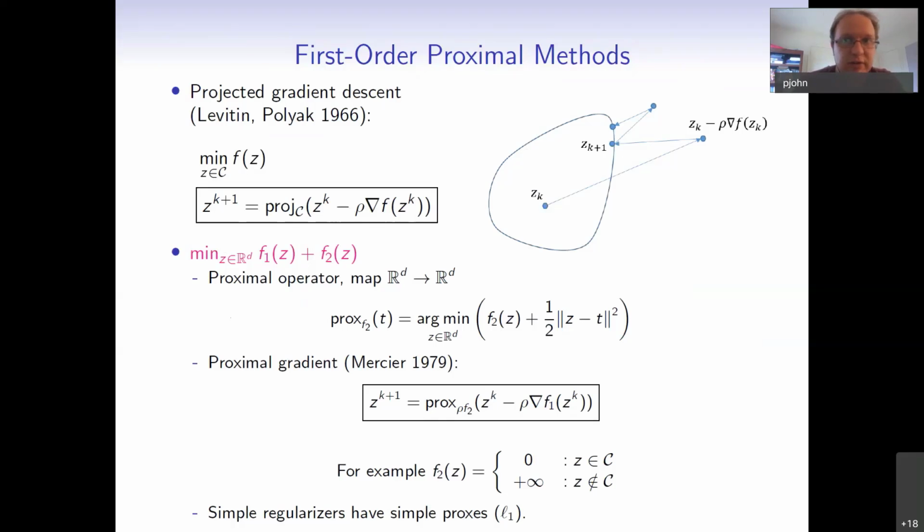Oh, I got a question here. Let me see if I can find the chat. Is there a condition on F2? Yeah.